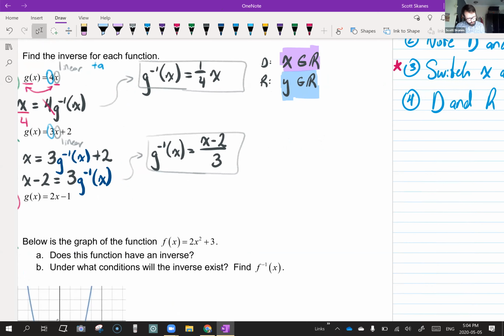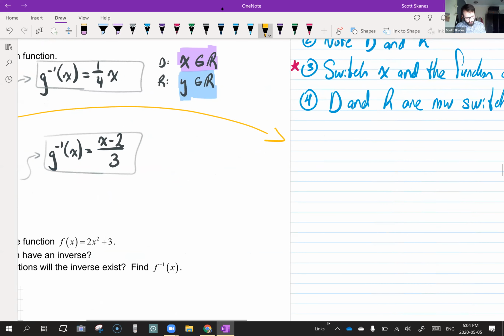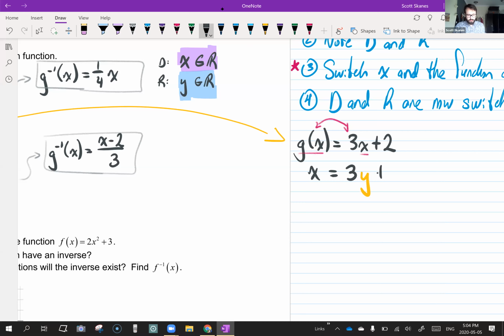So I'll take the same question. I just want to put it over to the side so it's not in the way. G of X equals 3X plus 2. What I'm going to do, and this is what Tom does too, and the reason he does it is because it makes the questions a little easier to solve. I'm going to switch these two values, G of X with X. I'm going to call the function Y. Look, I've put the X there. 3, I'm going to call that Y plus 2.